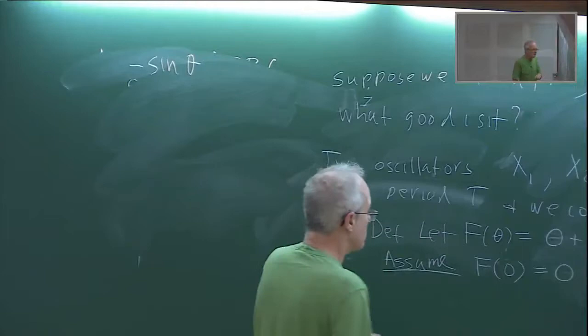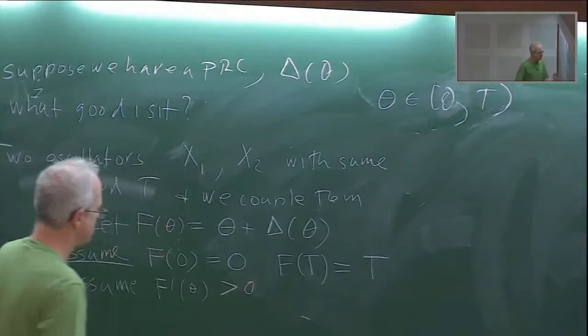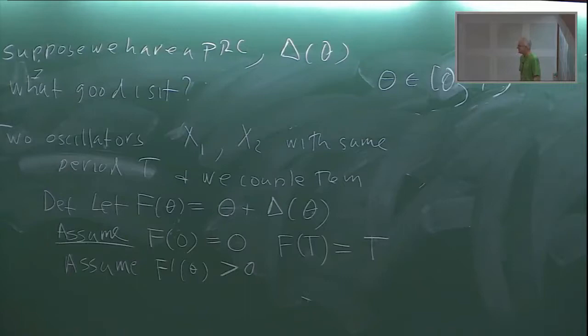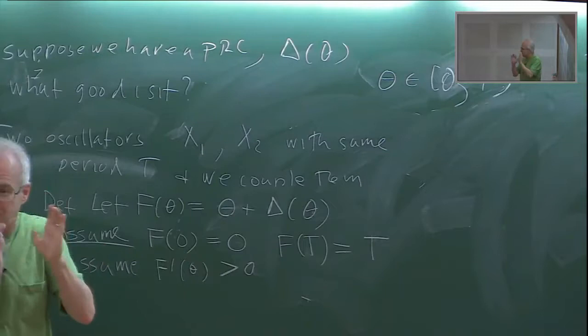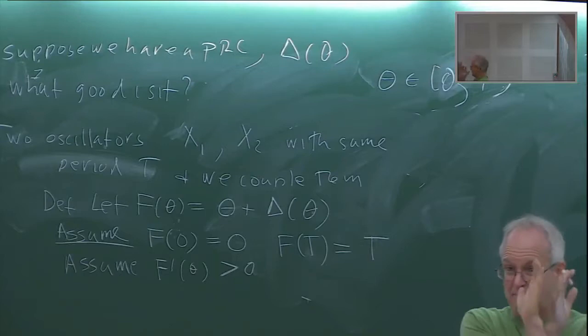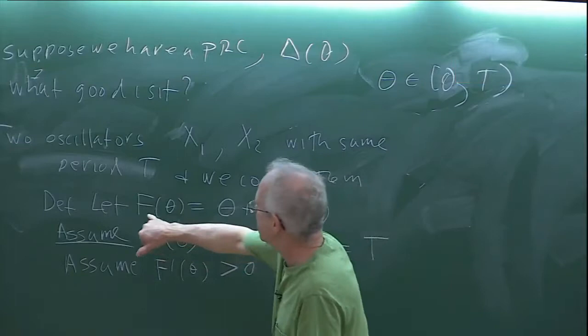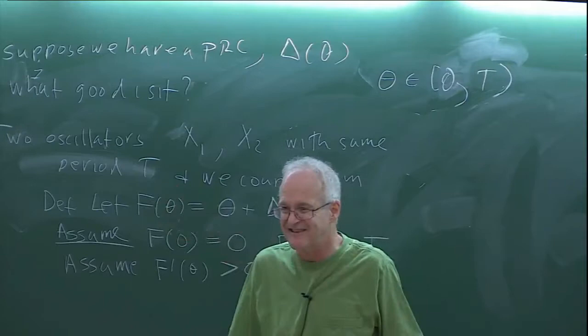More importantly, assume F prime of theta is greater than zero. What does that mean physically? It means that if my phase is behind your phase, and the same perturbation hits us, we'll both get shifted, but you can never pass me, because this says that the new phase versus old phase is a monotonic function.